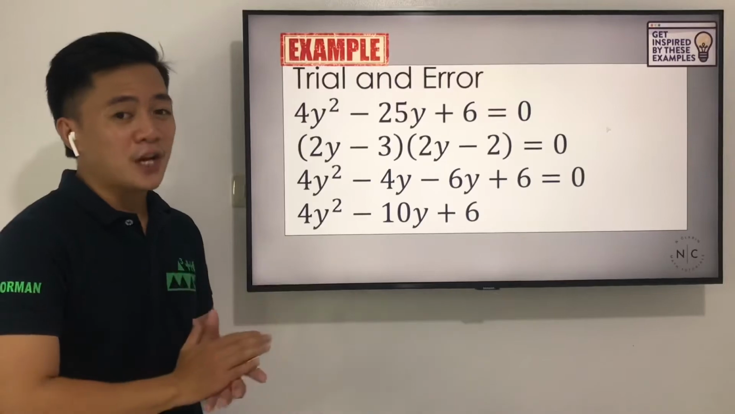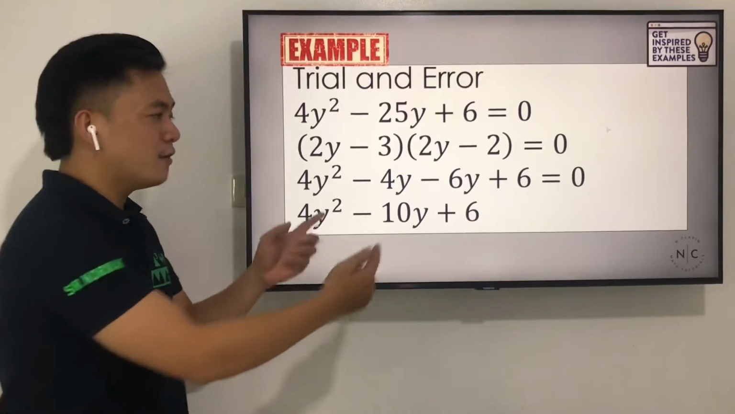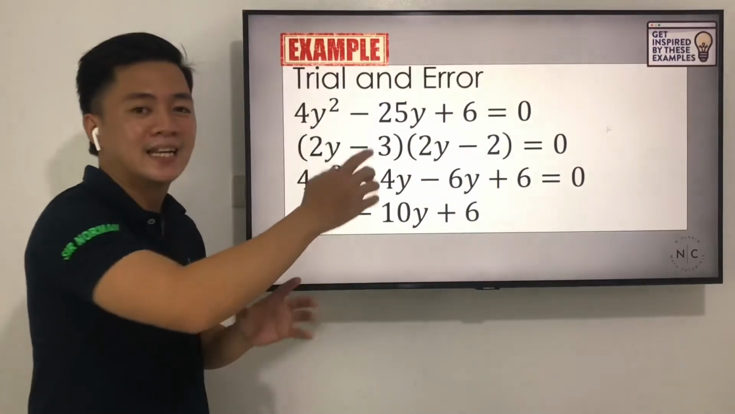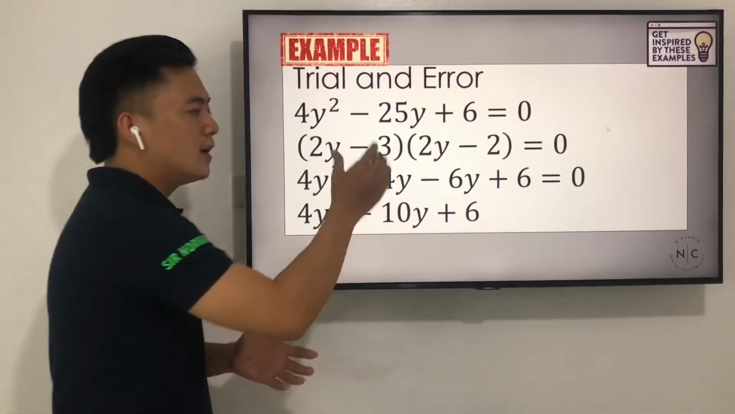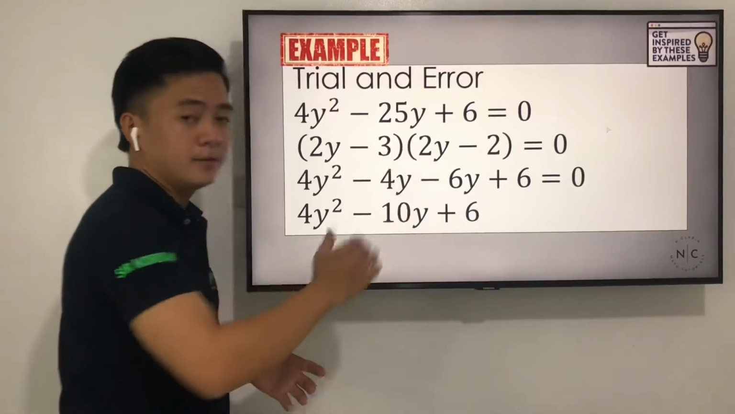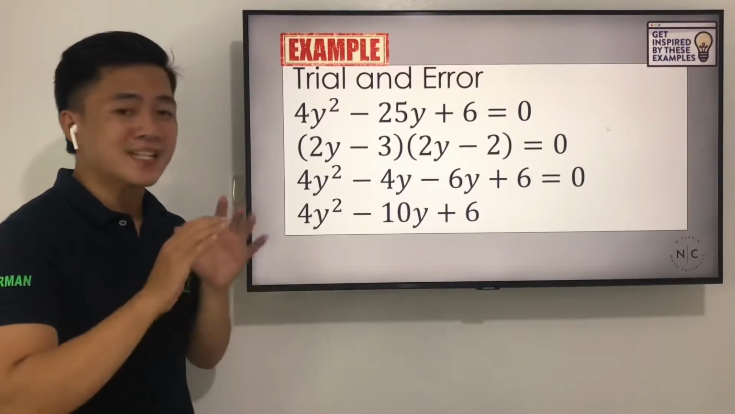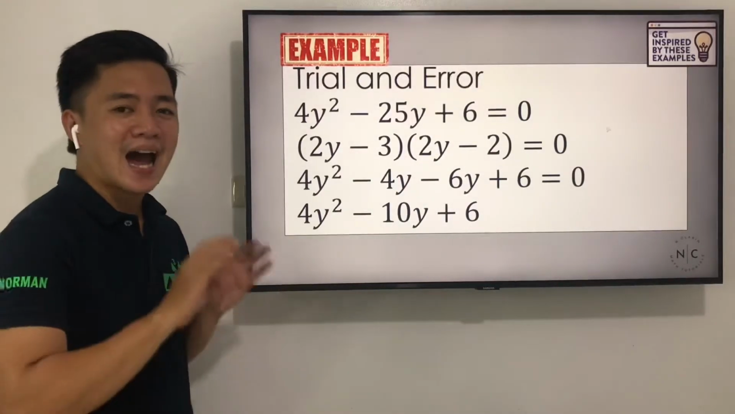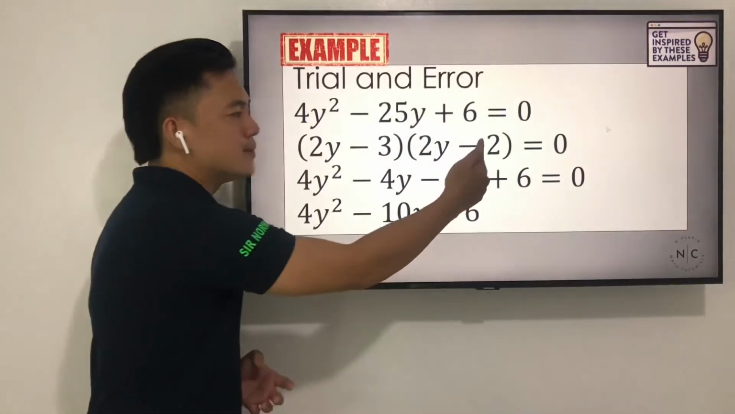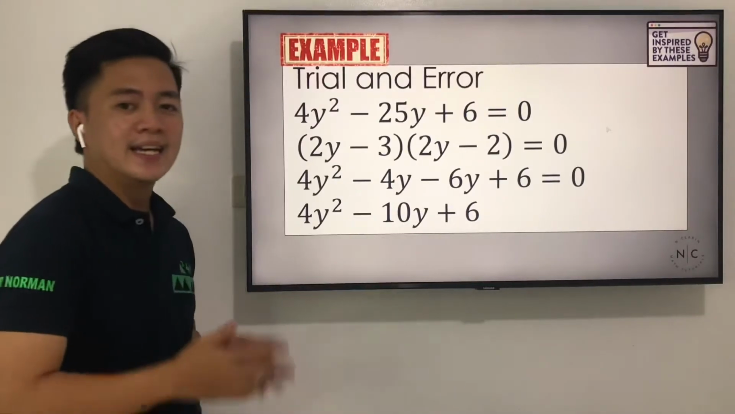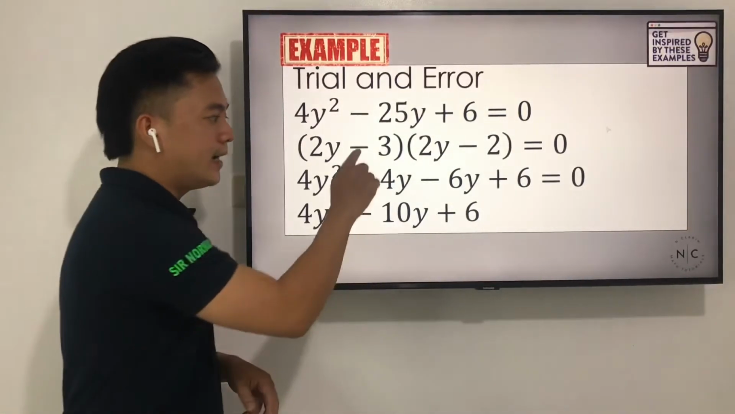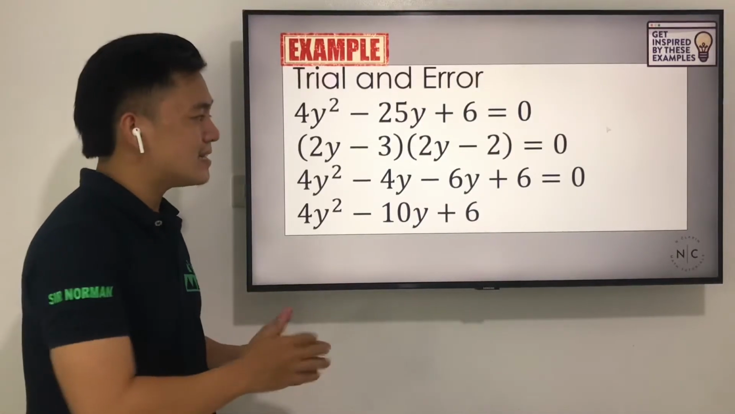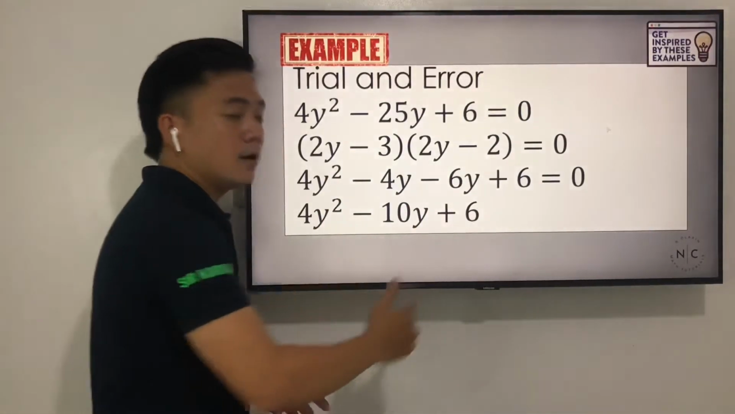So using the FOIL method, sigurado naman kasi na yung first and then yung last natin is makukuha natin kasi nga sila yung pinactor natin. Ang nag-vary lang dito is yung outer and yung inner. So let's try our FOIL method. First muna tayo, 2y times 2y is 4y squared. Next, outer. 2y times negative 2 is negative 4y. Next is inner. Negative 3 times 2y is negative 6y. And then last is negative 3 times negative 2 is positive 6.